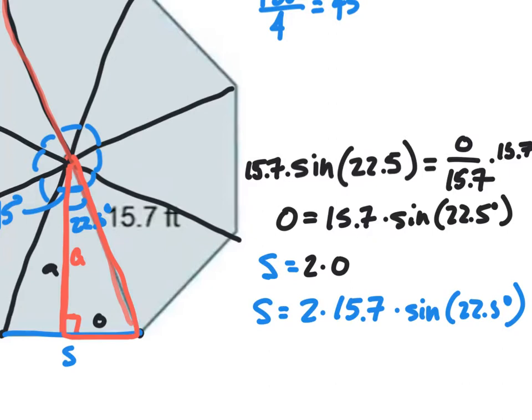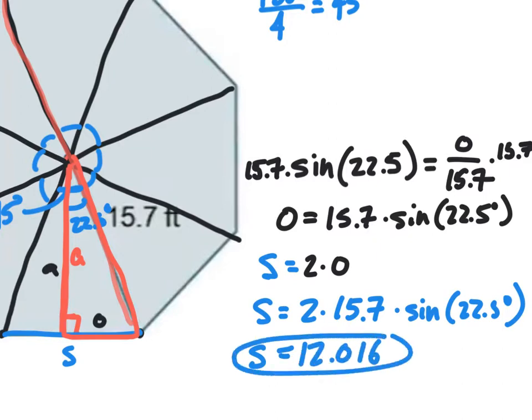Okay, degree. 22.5 sine times 15.7 times 2 gives me a length of 12.016. So S is equal to 12.016. Okay, that's my side length.